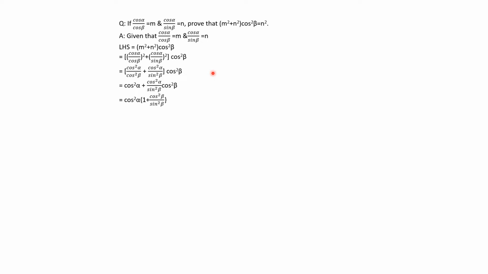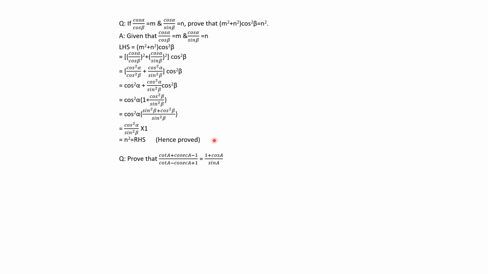It can be written as cos square alpha whole into (1 plus cos square beta by sin square beta). In the bracket, we can take sin square beta as LCM, so it is cos square alpha whole into (sin square beta plus cos square beta) whole divided by sin square beta. But sin square beta plus cos square beta is nothing but 1. So we are getting cos square alpha by sin square beta whole into 1, which is nothing but n square, because n is cos alpha by sin beta. So n square is cos square alpha by sin square beta. This is the right hand side. Hence proved.